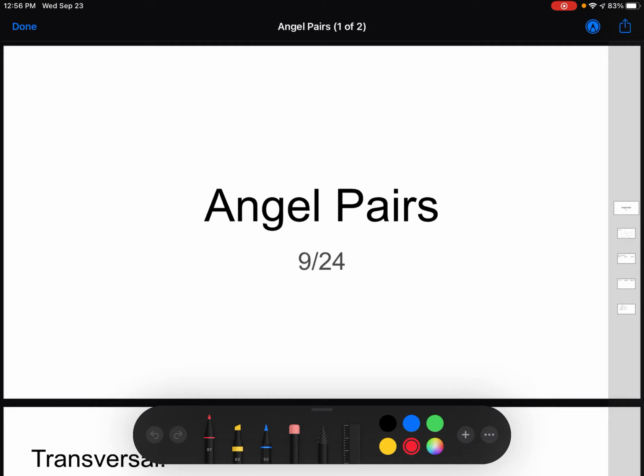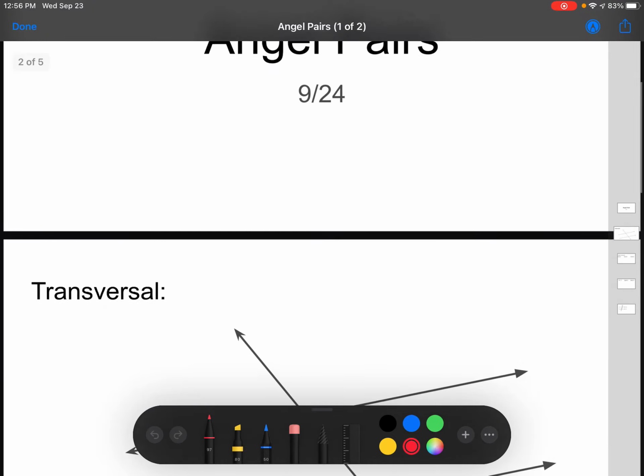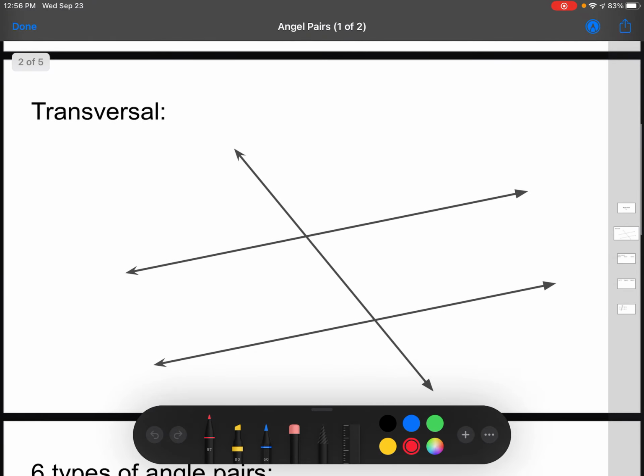All right, so in this lesson, we're going to be talking about angle pairs. So remember, a pair is when you have two things together. So an angle pair is made up of two angles together. Right? So first, we need to learn what a transversal is.